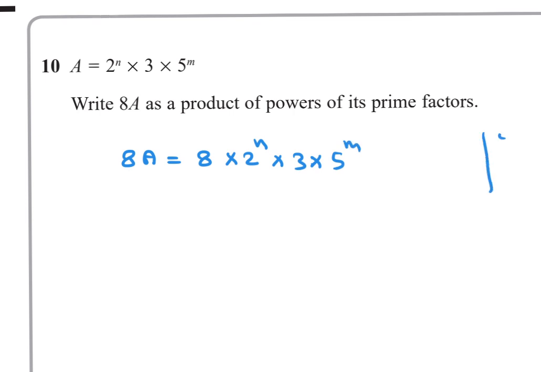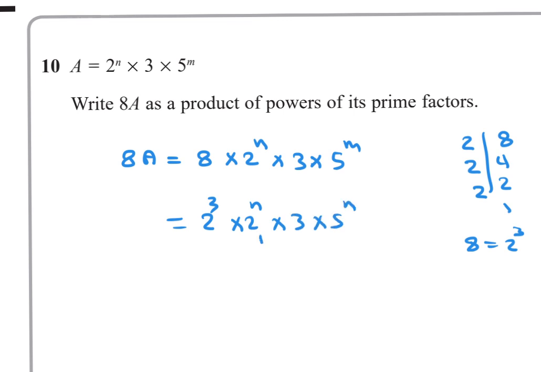But we can factorize 8. 8 divided by 2 is 4. Divide by 2, 2. Divide by 2, 1. So 8 equals 2 power 3. So now 8a is 2 power 3 times 2 power n multiplied by 3 multiplied by 5 power m. When we multiply two numbers with the same base, add the powers. So this will be 2 power 3 plus n times 3 times 5 power m.